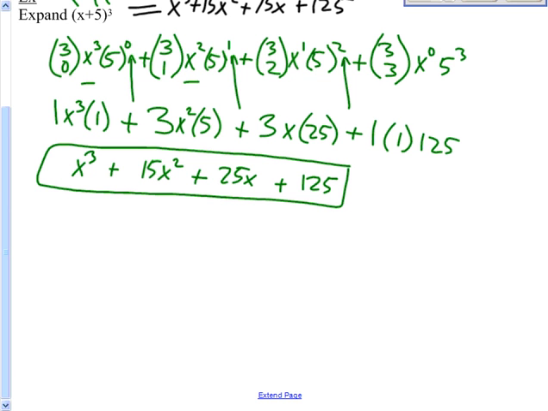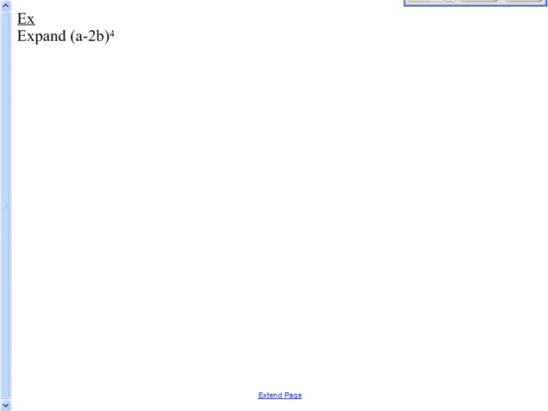Okay? Let's do another one. You know what, I got one right here. A minus 2b to the fourth. First of all, let me put this in a plus. Think about that as negative 2b, and all of this to the fourth. So my a is my x, negative 2b is my y, and to the fourth power.